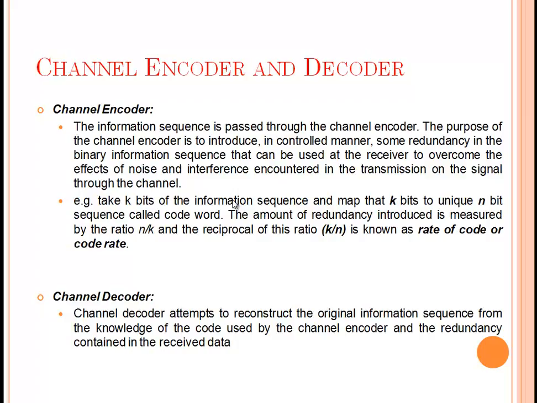If we have, say, k bits of information sequence and mapping is done from k bits to n bits, right? If k bits are represented by n bits, these n bits are known as code words, right? The amount of redundancy introduced is measured by n divided by k, and its reciprocal, k divided by n, is known as the rate of the code or code rate.